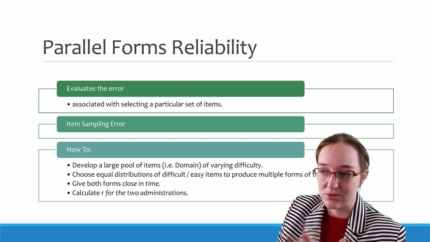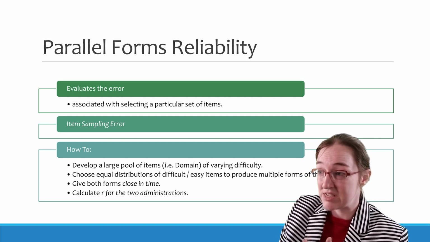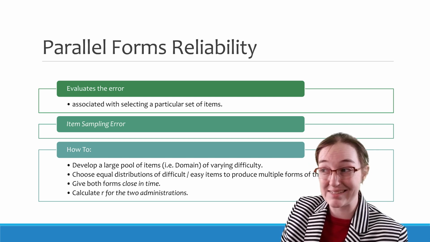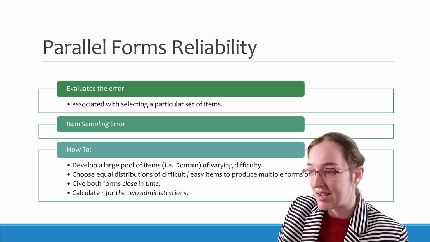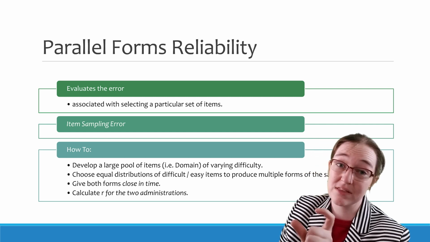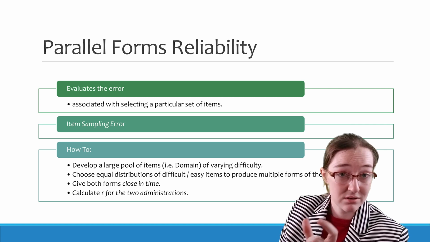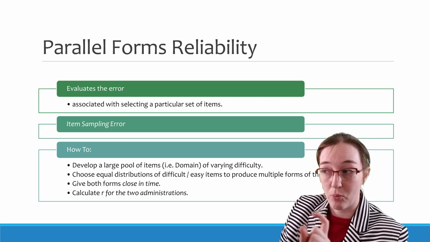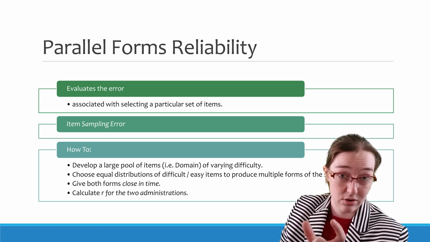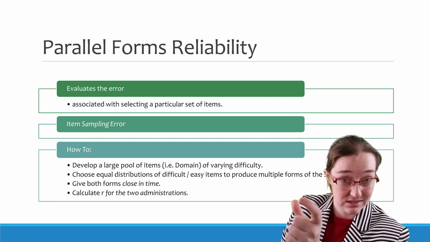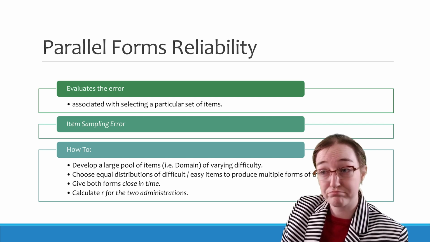And this is a way to make multiple versions of the same test. And then you give both forms very close in time, ideally at the same time. And then you calculate the correlation between those two administrations. And that should indicate what the errors are related to specific tests, like the test questions themselves.